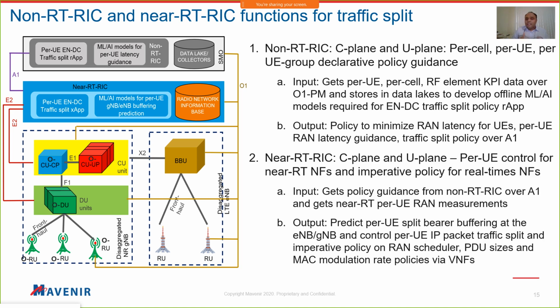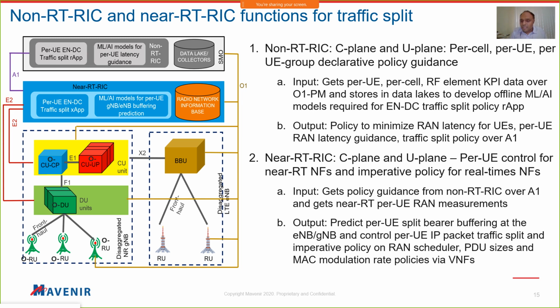Then the near-real-time RIC is responsible for optimizing the network functions of the RAN protocol stack at near-real-time granularities. It gets policy guidance from the A1, and it also gets near-real-time measurements from the E2, as we've seen in the previous slide. What the near-real-time RIC does is predict user-specific growth of buffers inside the eNodeB and the gNodeB. If the eNodeB buffer is growing faster, then it will divert a significant chunk of traffic to the gNodeB and vice versa.